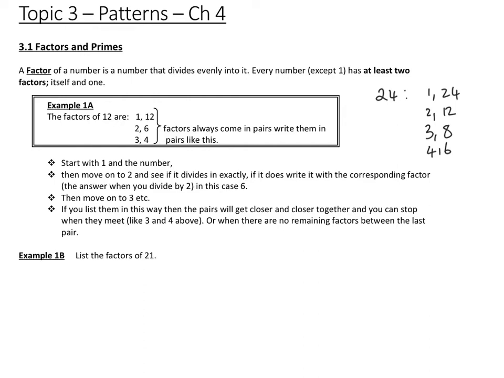So example 1b, list the factors of 21. So 21, we've got 1 and 21. 2 doesn't go, so 2 and 10 and a half, but we need the factors to be whole numbers, so 2 doesn't go. 3 and 7, so 3 sevens are 21. 4 doesn't divide evenly, nor does 5, nor does 6, and then we're back to 7. So the factors of 21 would be 1, 3, 7, and 21.